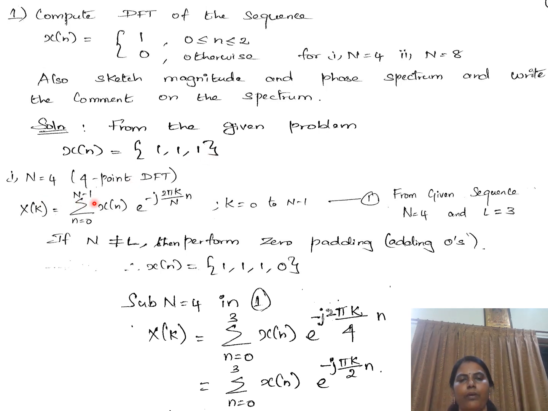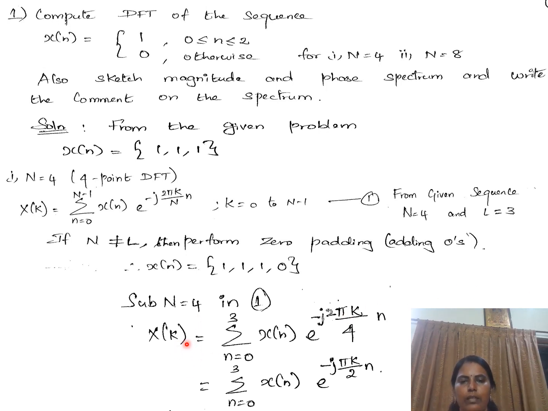Now we have to write the formula for the 4-point DFT. So X of k equals summation n varies from 0 to capital N minus 1, x of n into e power minus j 2 pi by capital N into kn. So we are going to compute the 4-point DFT, so this capital N value will be 4. The actual length of the sequence is 3. So here N should be greater than or equal to L. So N equal to 4.